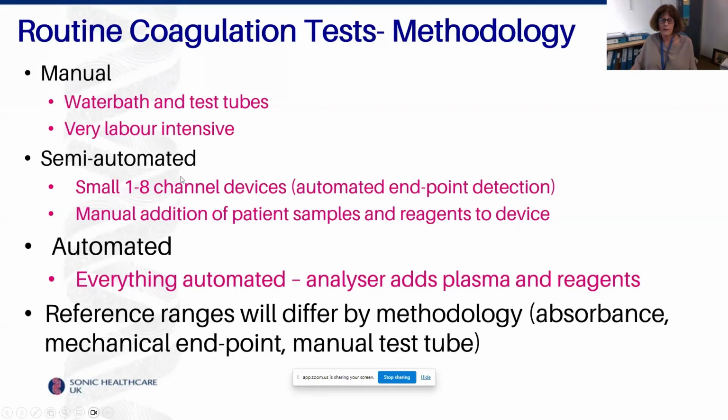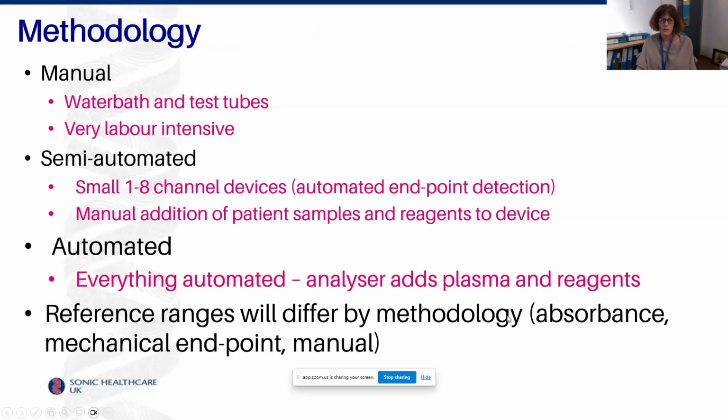We have these semi-automated coagulometers, which are 1 or 8 channel devices, and they have an endpoint detection that is done by the machine rather than our eye, but you have to manually add the patient samples and the reagents to the device. And then you've got the automated analyzers where everything is added by the analyzer. So each of these different techniques for doing coagulation tests needs its own reference range, and they will vary by the method that you've used.